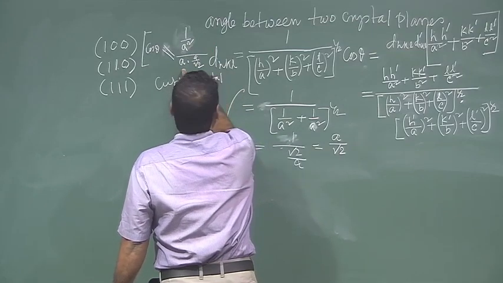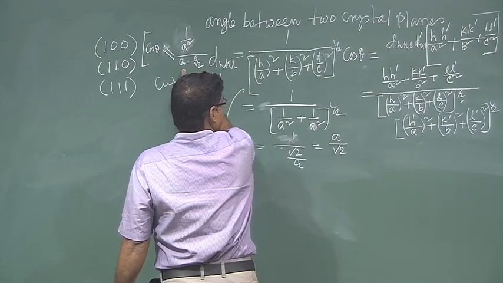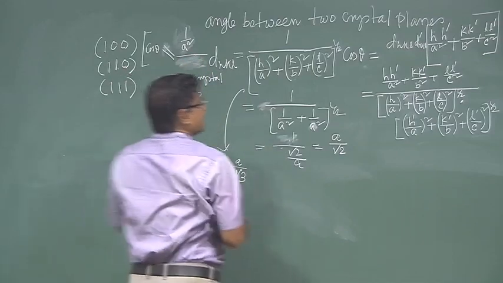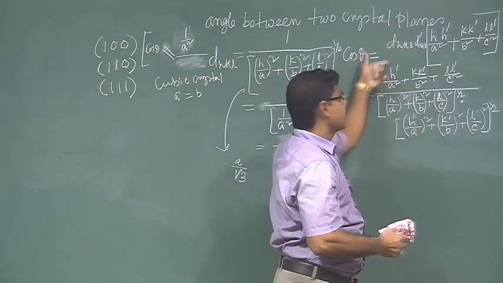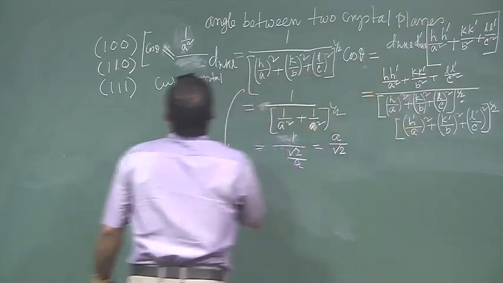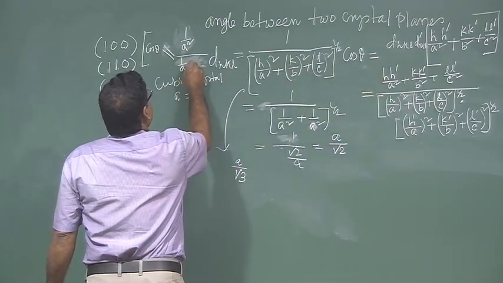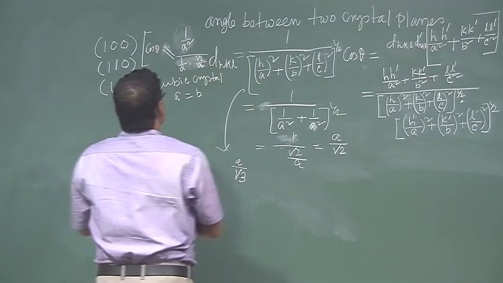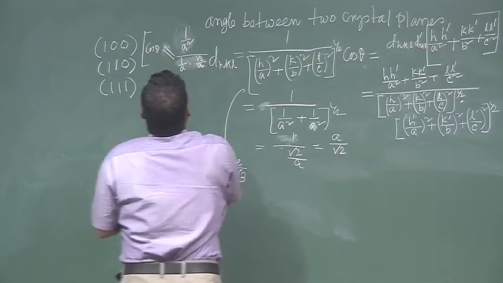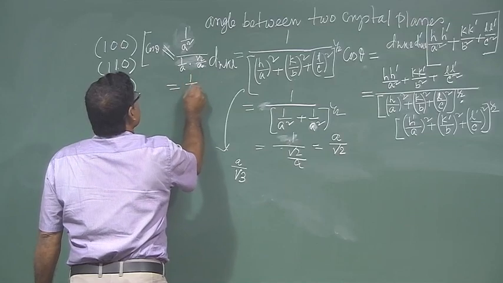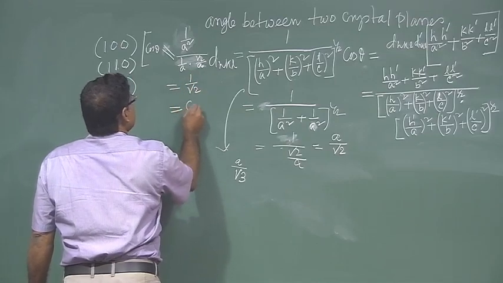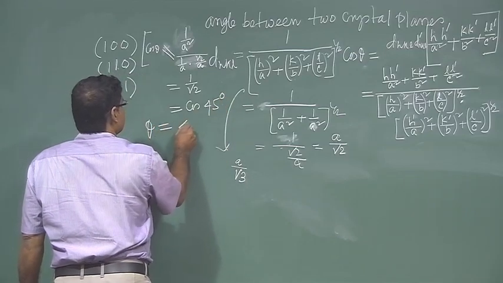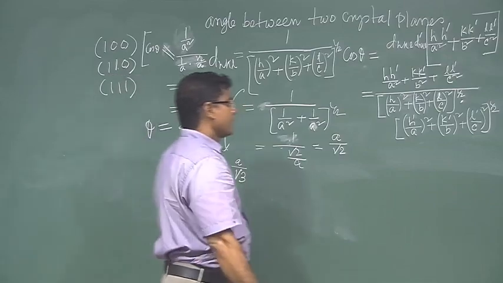Oh, okay. So, this is basically 1 by d, this is basically 1 by d. So, you will get here 1 by a and here root 2 by a, right. So, this will give you 1 by root 2, that is nothing but cos 45 degree, right. So, theta equal to 45 degree, right.